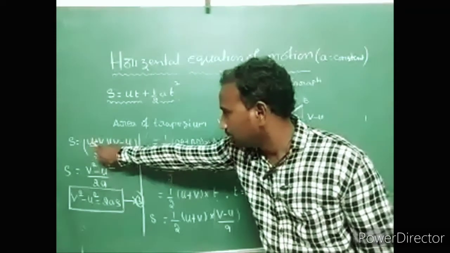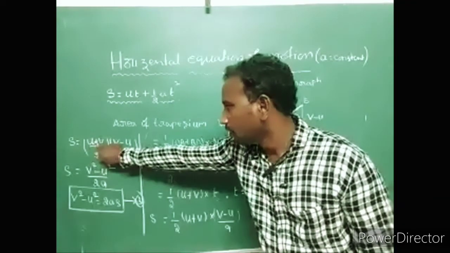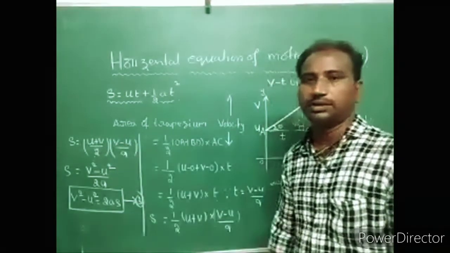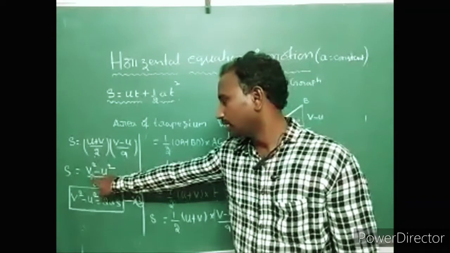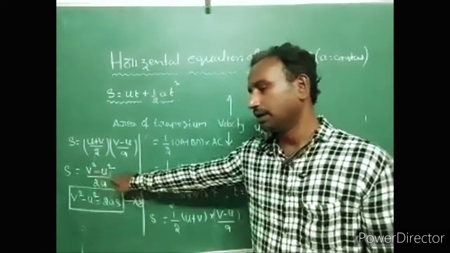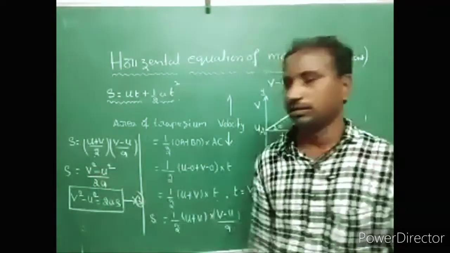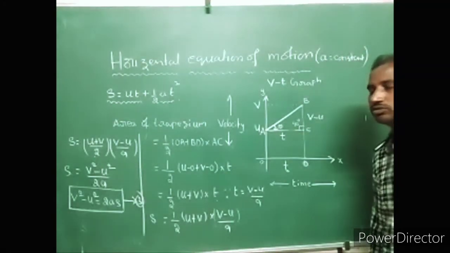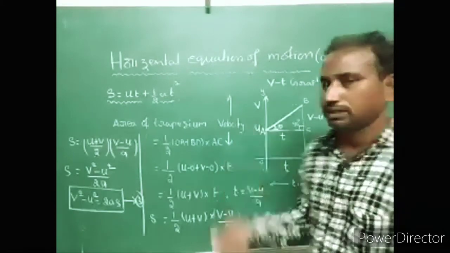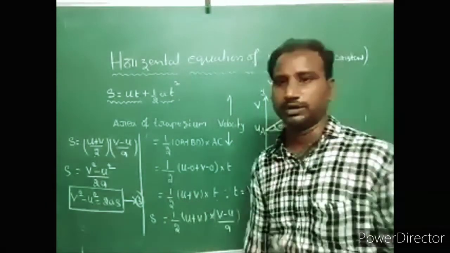Okay, observe here in the numerator (u plus v) into (v minus u), which is the (a plus b) into (a minus b) formula. Then we can get the value (v square minus u square) divided by 2a. If you apply cross multiplication, you can get the answer v square minus u square equal to 2as. It represents the third equation now.